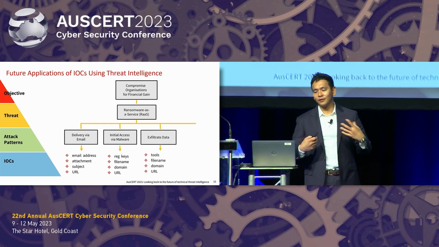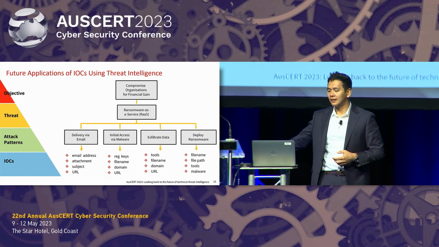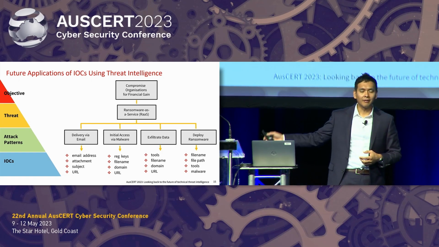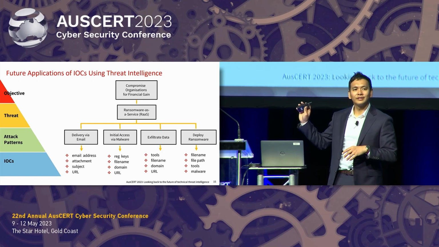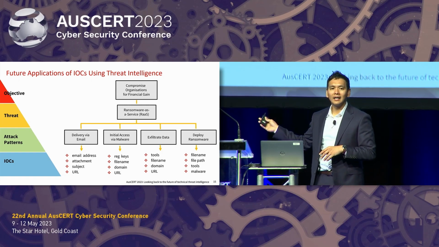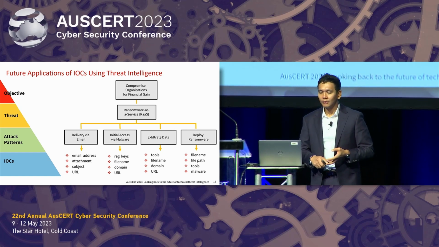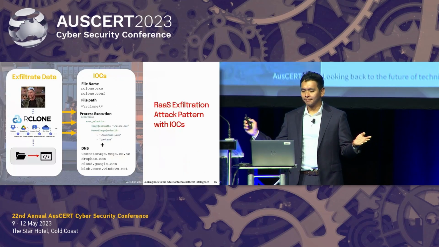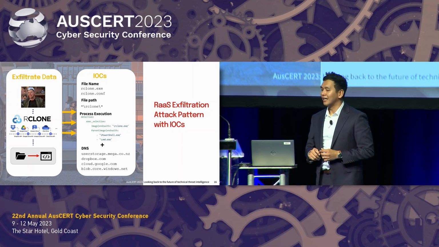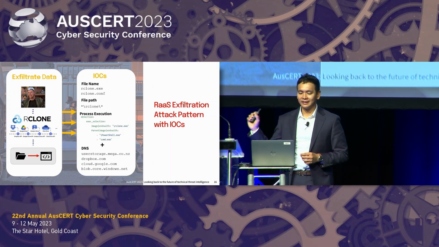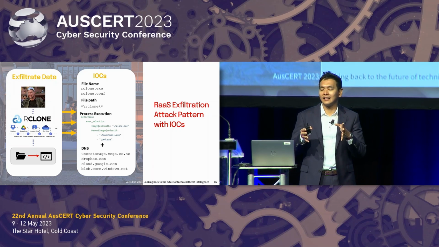So exfiltrate data, same thing with IOCs, tools, file names, domains, URLs, and deploy ransomware, right? File name, file path, tools, malware. So that's really a practical way of slimming down how you want to apply IOCs and where you apply it as part of either a detection or mitigation strategy, or even threat research. So the example I'll put up on the screen, I don't have any fancy animations here, but just simplicity for that piece of data exfiltration, right?